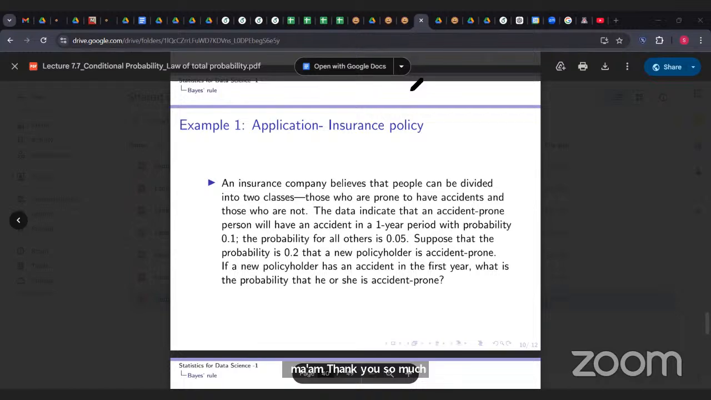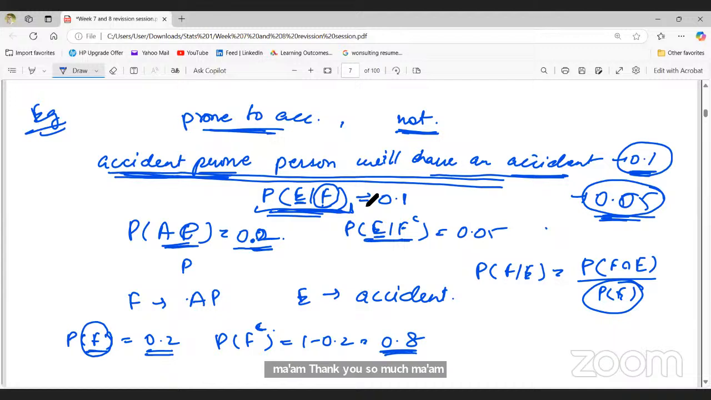Ma'am, for quiz 2 we have to study until independent events? Yeah, Bayes' rule, independent events. Just read the question carefully and solve it. Just remember all the formulas and it would be easy. Don't worry, it will be easy if you study.